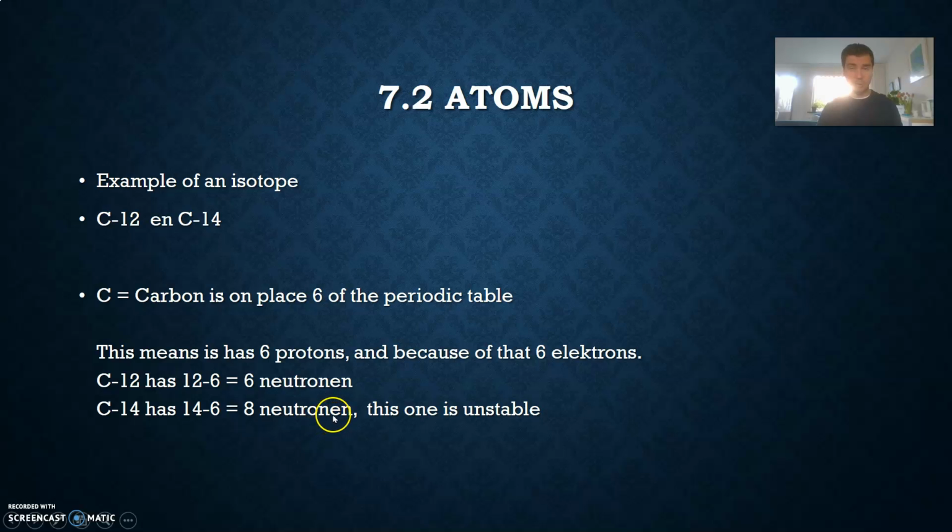For now, you can answer questions 13 to 17, and you can watch the other clip to check your answers. If you have any questions about isotopes or about atoms in the first place, please send me a message with Teams or Magister.